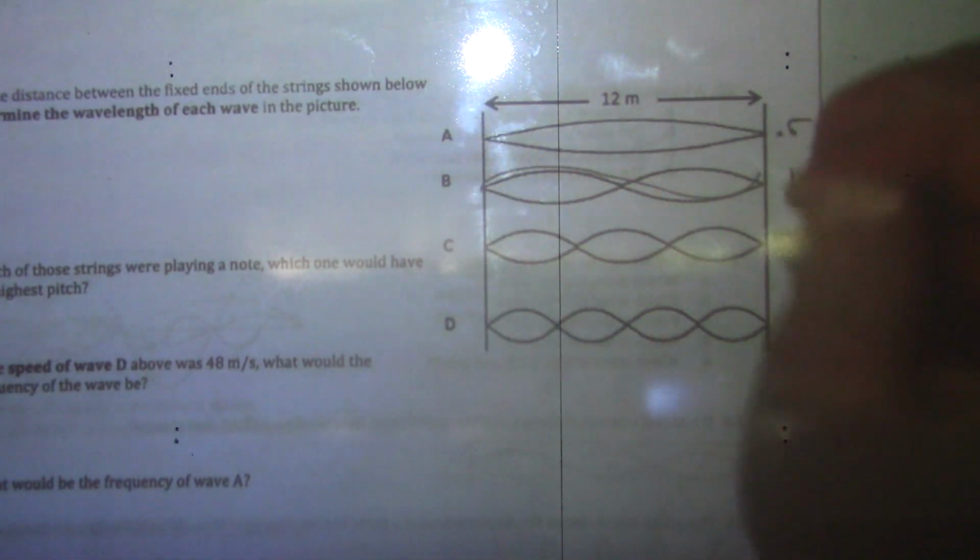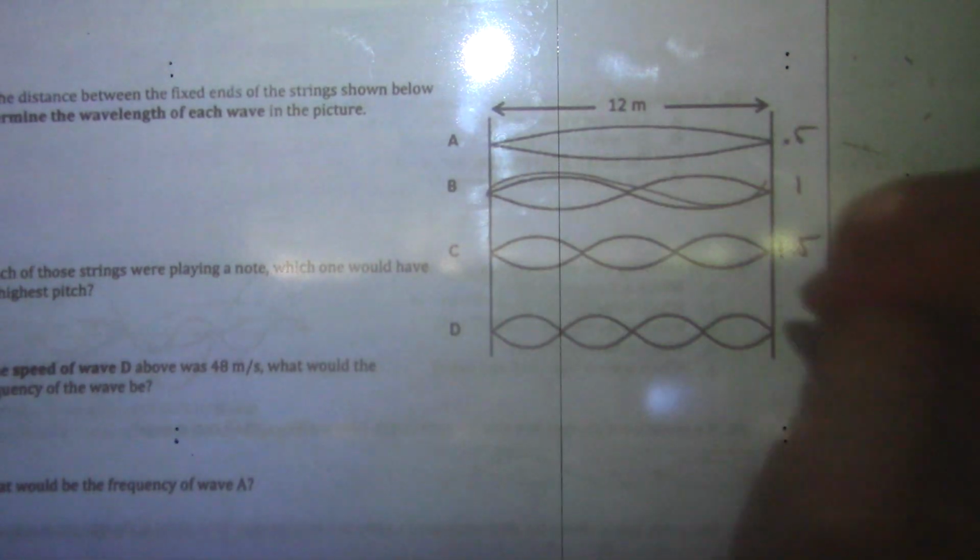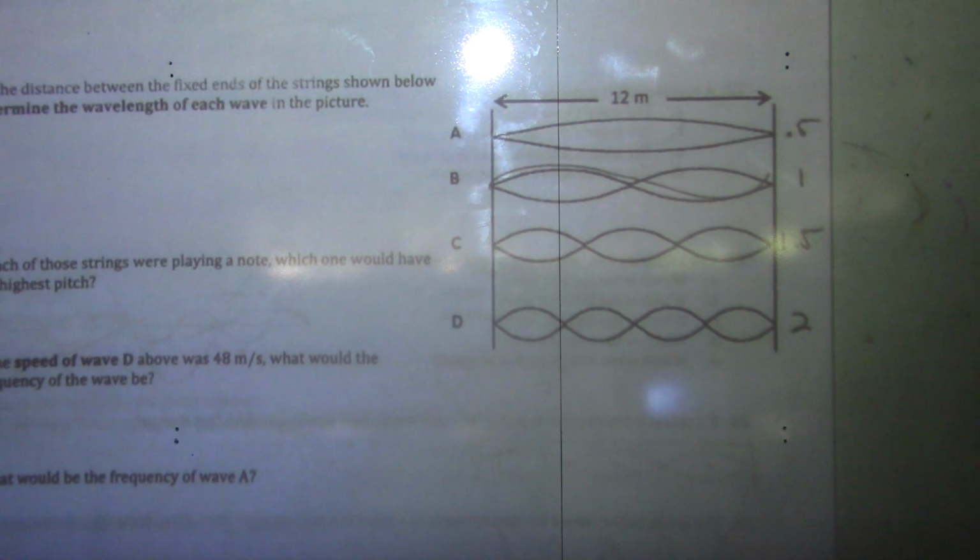Right, here we are calculating the wavelength of each one first. So first I counted up how many waves there are. This is only half a wave. This is 1 wave. This is 1.5. This is 2 waves. Now the number of waves is not the wavelength, right? Wavelength is like how long the wave is.